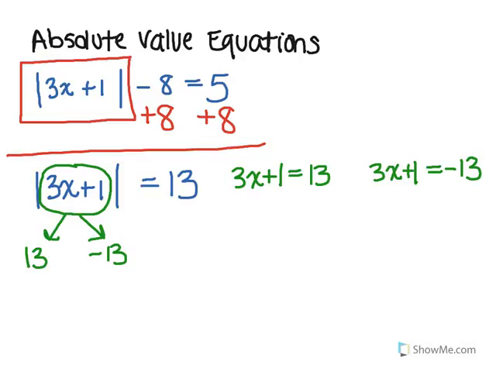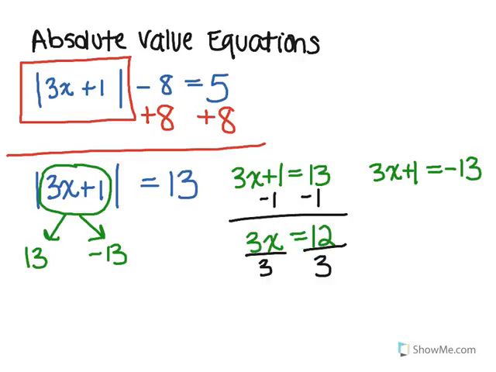The steps to solve are going to be identical for each one. I can start by subtracting 1 on both sides. For that first equation, we get 3x is equal to 12, and then divide both sides by 3. That leaves us with x is equal to 4.